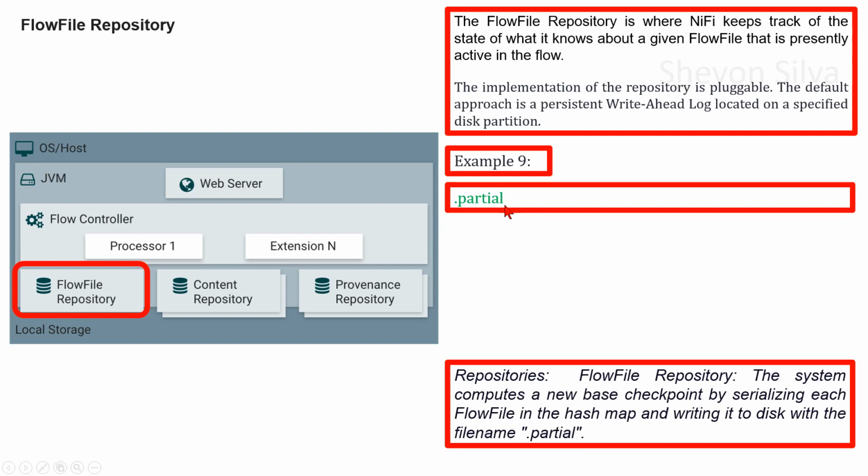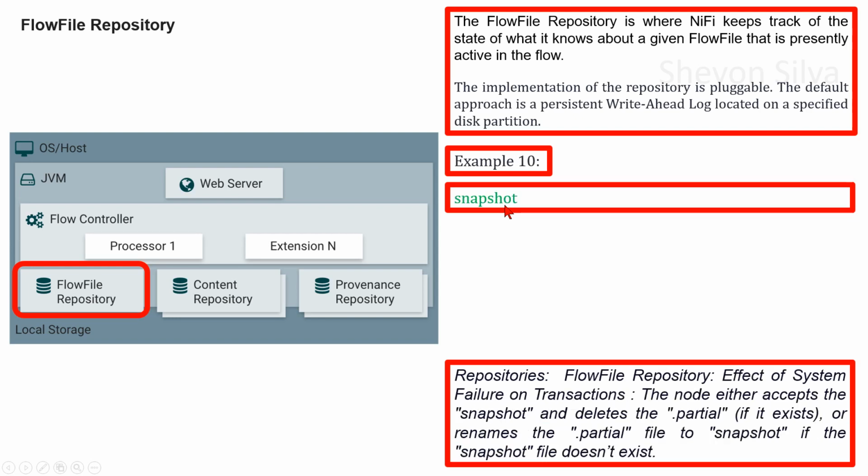Once the checkpoint is done, the old snapshot file is deleted and the .partial file is renamed snapshot. The period between the checkpoints is configurable in the NiFi.properties file. The default is a 2-minute interval.